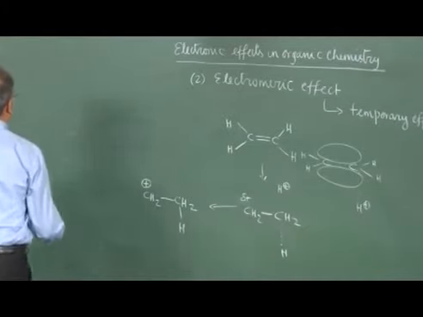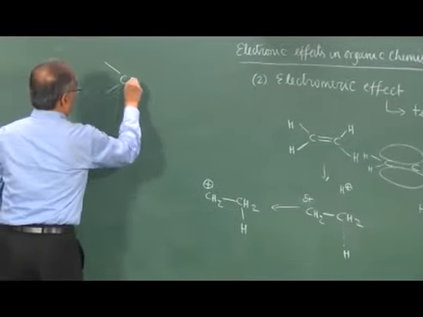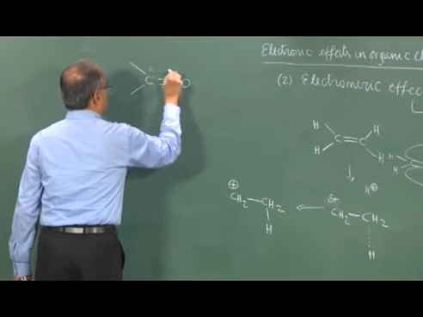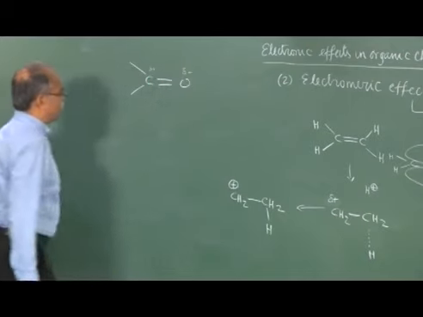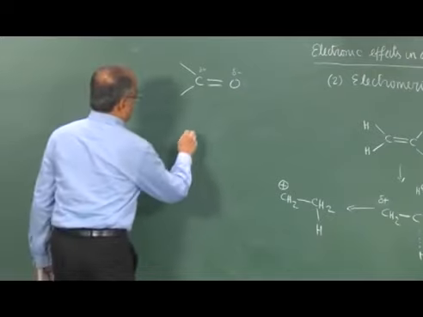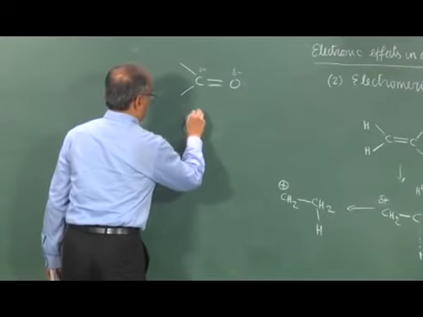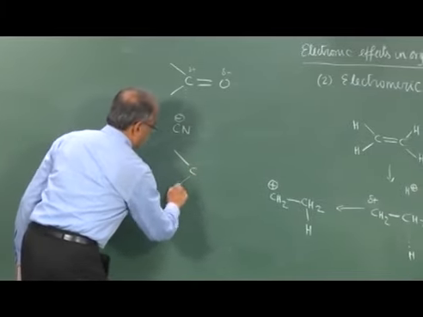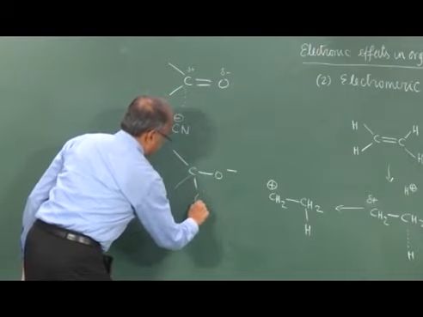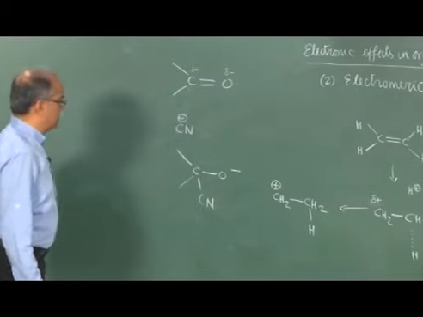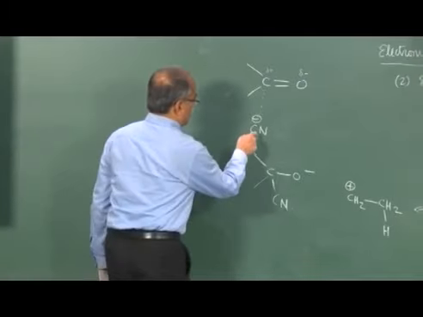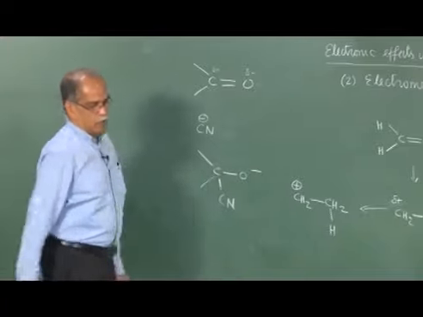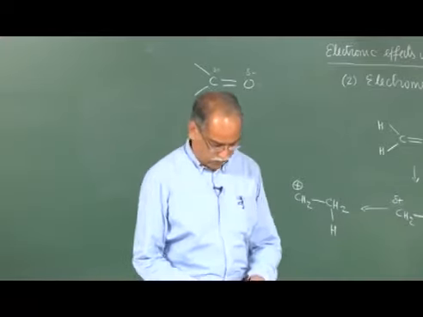Let me illustrate one more example. If you consider a carbonyl functional group, it already has a dipole moment because of the electronegativity difference between the carbon and the oxygen. Suppose a cyanide functional group is approaching here, this will essentially form a cyanohydrin like this. But during the course of the approach of the cyano group, this polarization becomes more and more, and that is what is known as the electromeric effect that we are referring to.